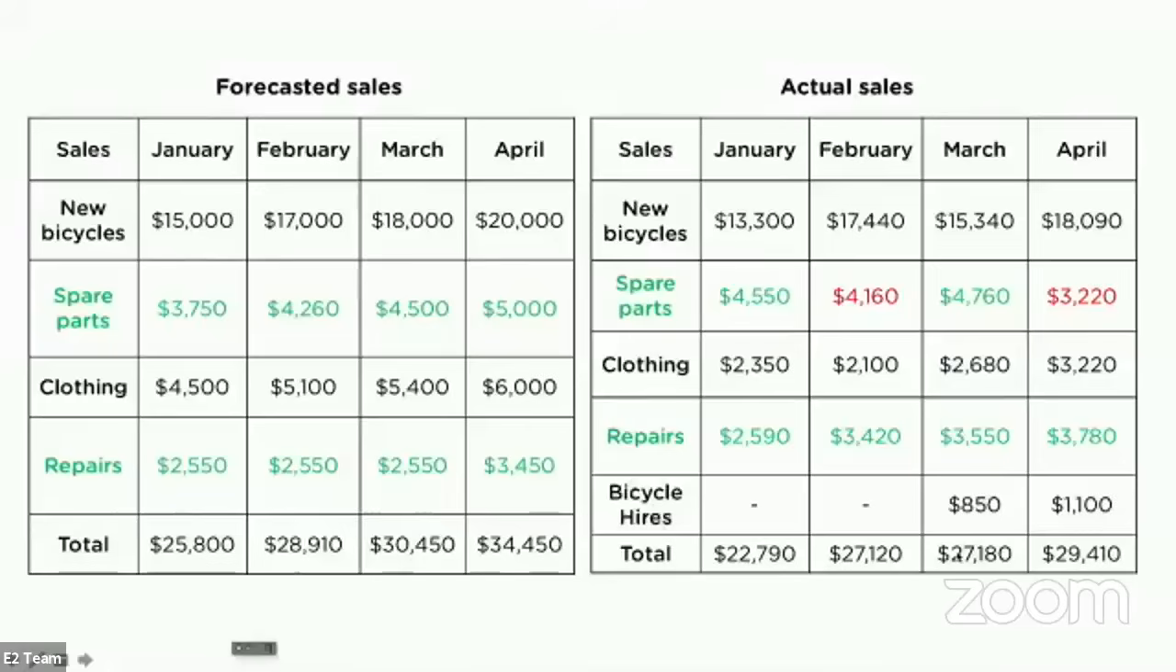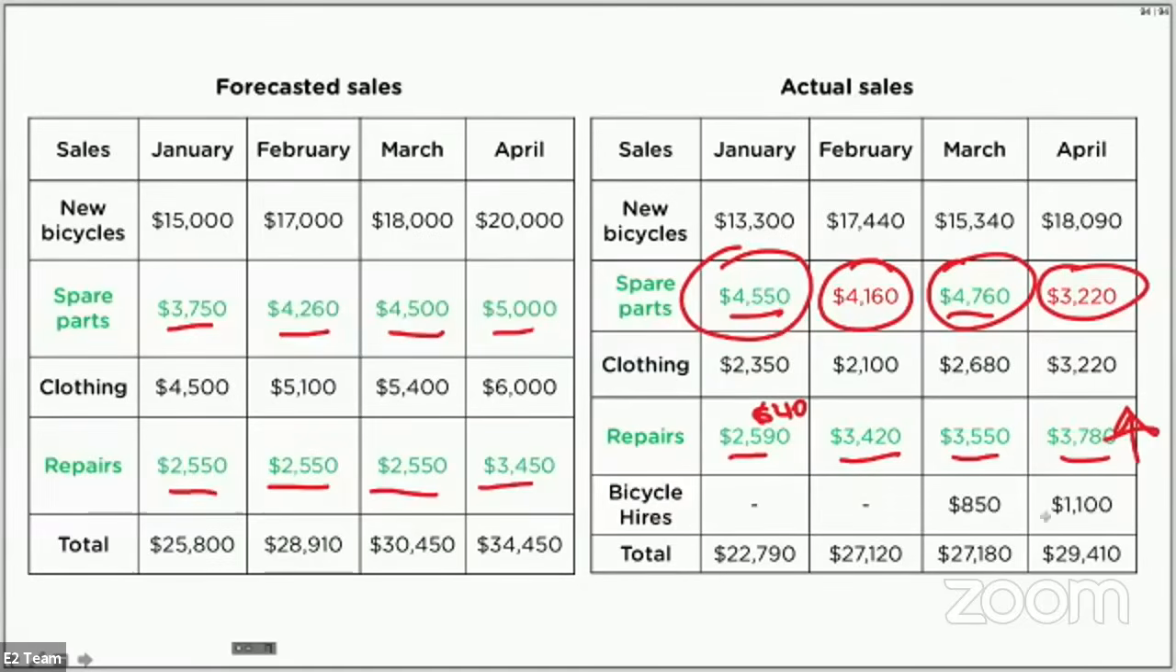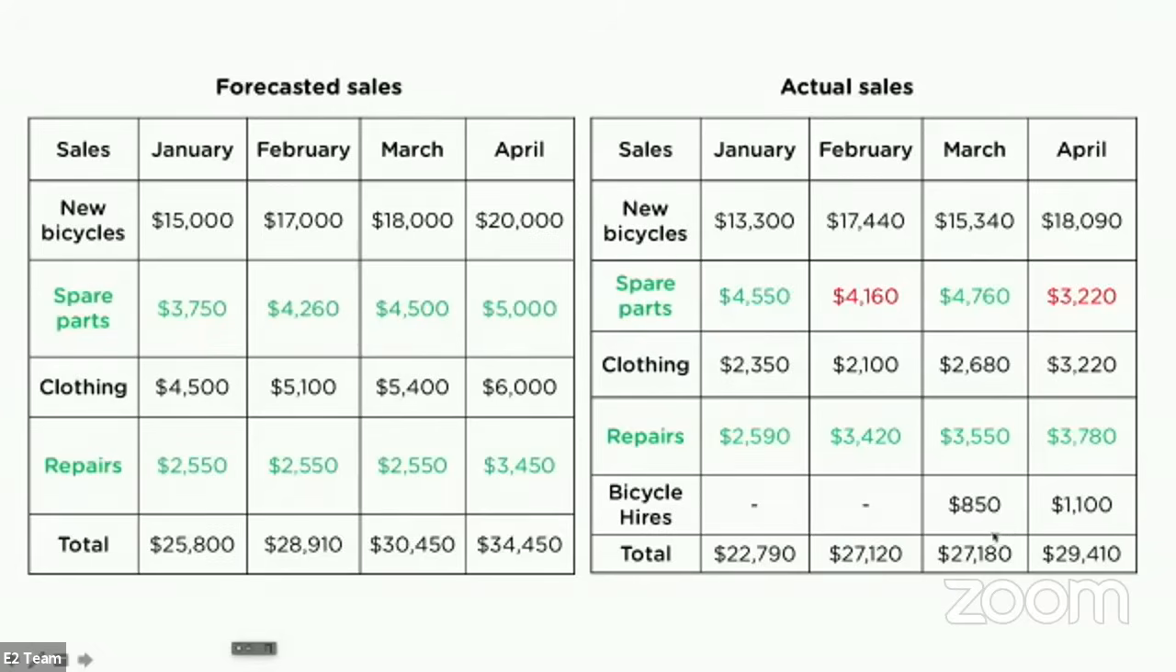4,500 here, 4,700, 5,000, 3,200. Okay, fine. So there were two months above expectations. Repairs expected to make 2,500, made 2,590, $40 above, fine, it's still above. You don't need to be particular. 2,550, 3,420, 2,550, 3,550, 3,450, and 3,700. So these were all above expectation for this category of repairs here.